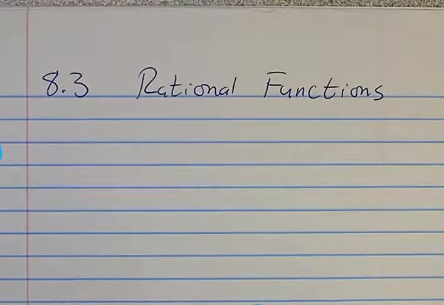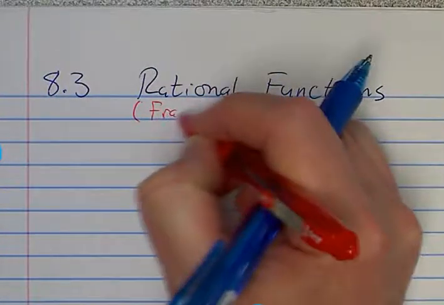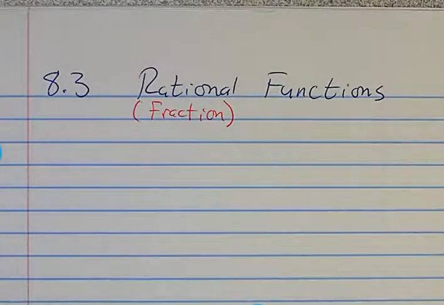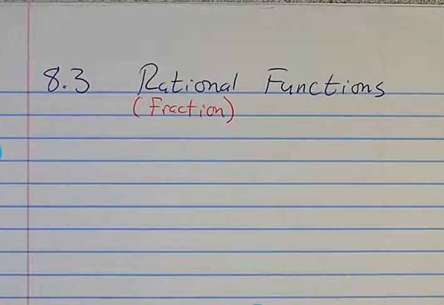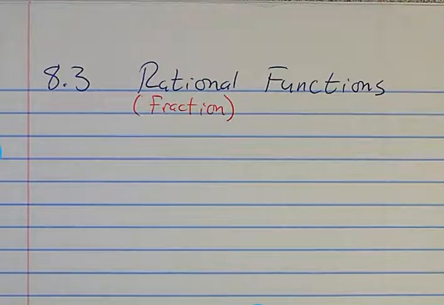Okay, 8.3 is rational functions. And the big thing to remember again with this one is that rational just means that it's a fraction. And what we were doing in sections 1 and 2, especially in section 2 when we were doing the inverse function or the reciprocal function, it was still a fraction, so that was just another example of a rational function.